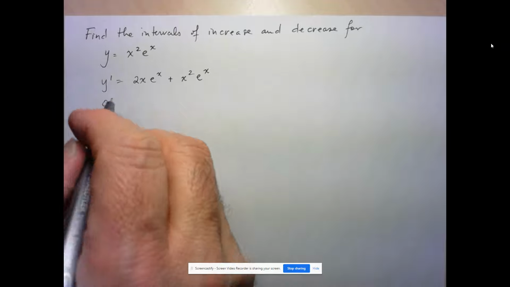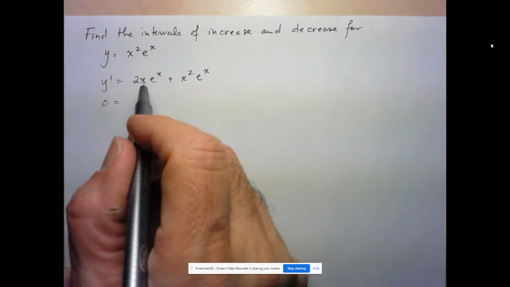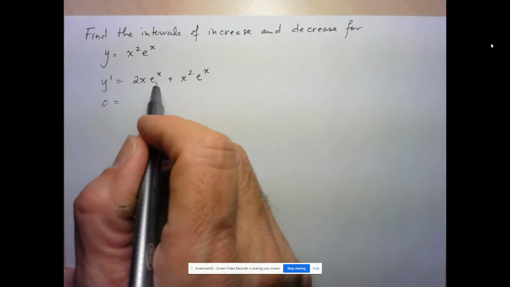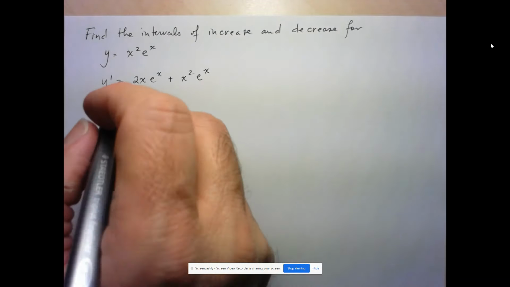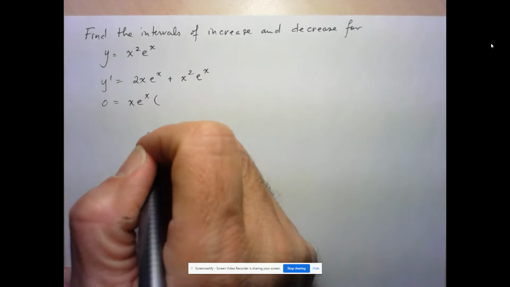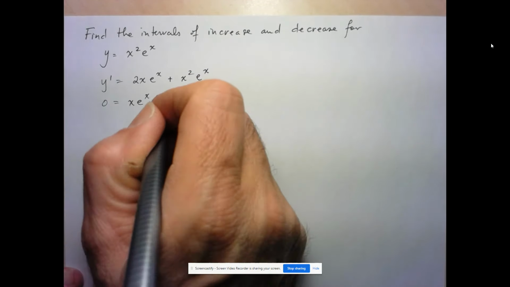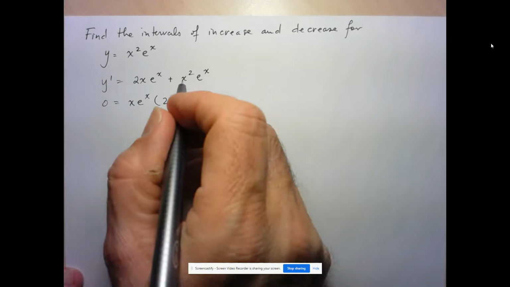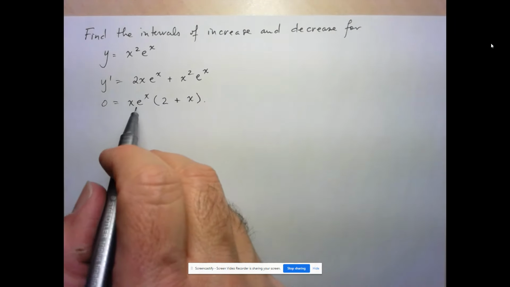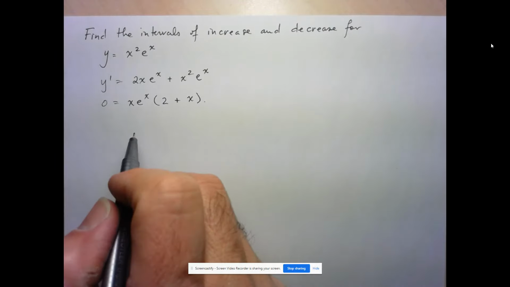Okay, so I'm going to set the derivative equal to 0, and here I'm going to see if I can do some factoring. So it looks like they both have a factor of x, and they both have a factor of e to the x. So I'll factor those out, x, e to the x, and let's see what we're left with. We're left with just 2 from the first expression, and then from the second expression, we're just left with an x. And so now that we have it in factored form, this is very easy to solve.